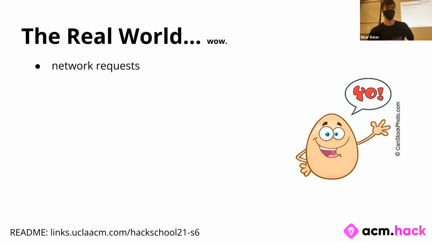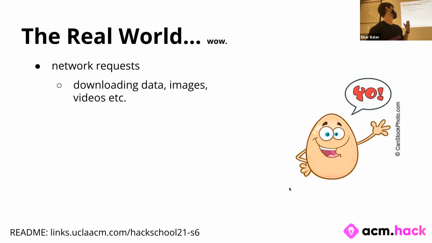We often want to use something called a network request, right? And a network request is just a way to get data that isn't stored locally over the internet. So like from a server or something. So that's a computer that's in a far off building somewhere, right? So for example, if we want to download some data, for example, an image or a video, some text, whatever.